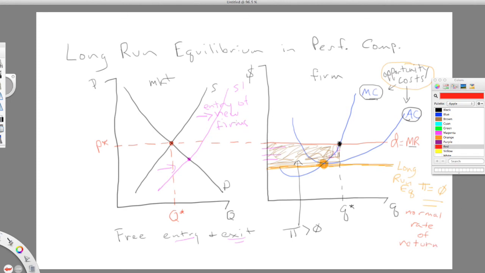So that's how markets are going to turn out. Perfectly competitive markets are going to turn out in the long run. Short run profits are possible. Losses are possible for that matter. But in the long run, those profits and losses get eroded and get competed away because of entry and exit.